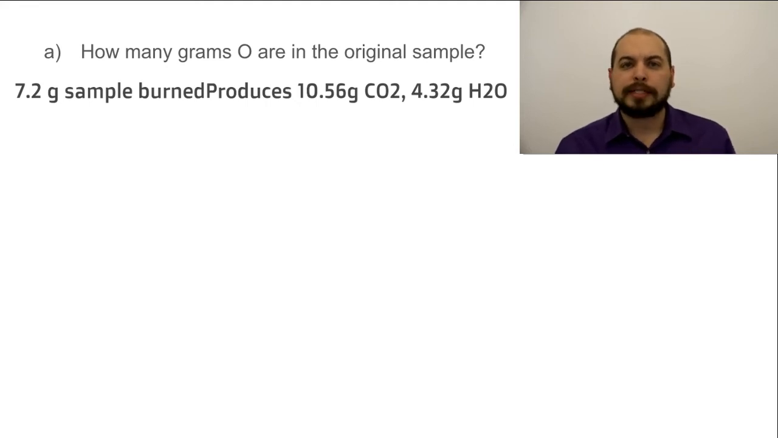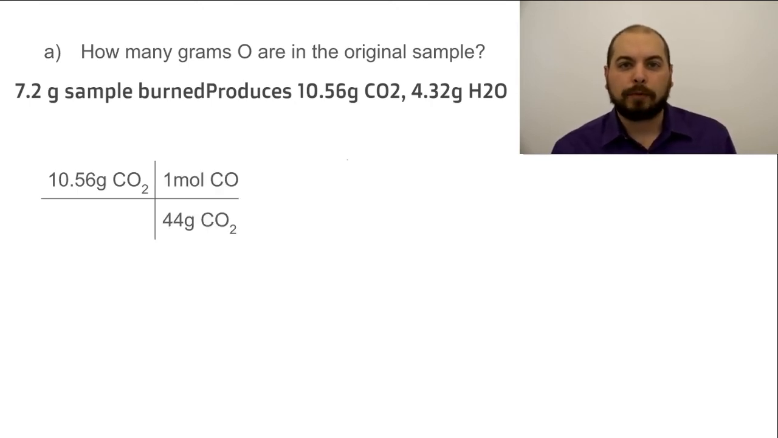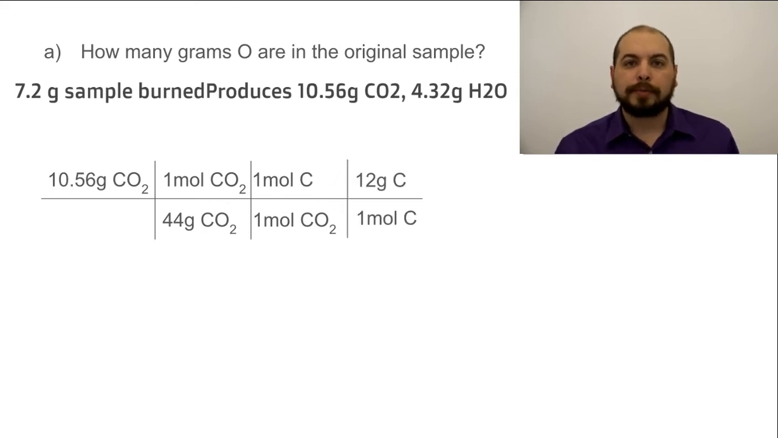Now we know we collected 10.56 grams of carbon dioxide. So to convert to grams of carbon in that, we're going to divide by the molar mass of carbon dioxide, 44 grams per mole. Multiply by the mole ratio of carbon and carbon dioxide, which is 1 to 1, and then multiply by 12 grams per mole of carbon to figure out that we have in this sample 2.88 grams of carbon.